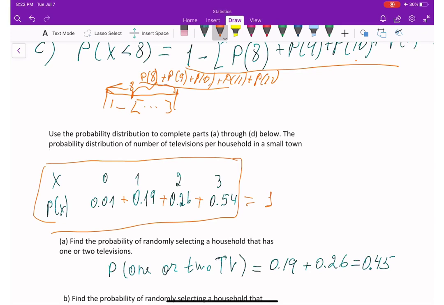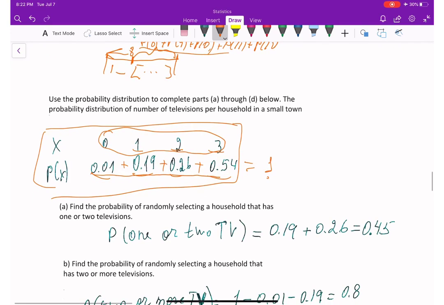And then how many families have 1, 2, and 3 TVs? And here is probability. Now pay attention, since this is total, all 100% of cases we are looking for. That means if you add these probabilities to each other, you are going to get 1. Right? All right. So let's go through question A.